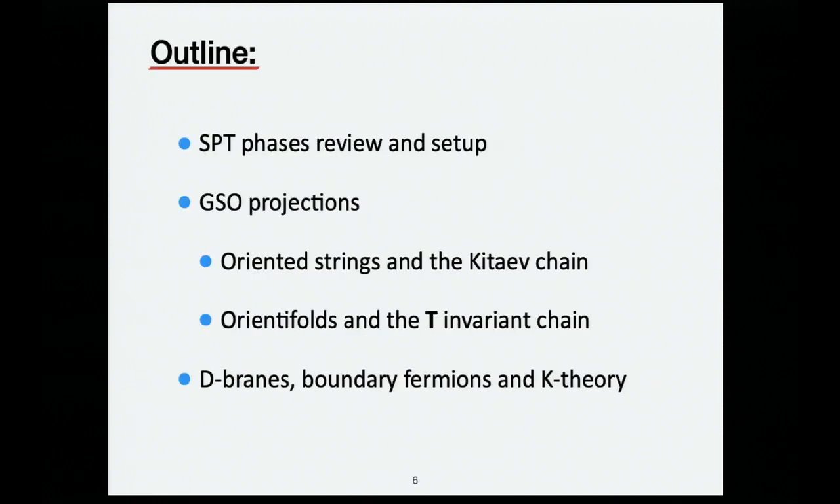Okay, so this is the outline. I'll just review some basic facts about SPTs. I will explain what I mean by them. There are different points of view, condensed matter, and some basic things that we need to know. Then I will explain how we get GSO projections from SPT phases. I will apply this to oriented strings, and we'll see that there's a famous SPT, the Kitaev chain, that will play a role here. And also for unoriented strings, so for strings with orientation reversal, and we'll see that the time reversal invariant Kitaev chain is important. And then I'll tell you about D-branes and how these have to do with the boundary fermions, constraints, et cetera.